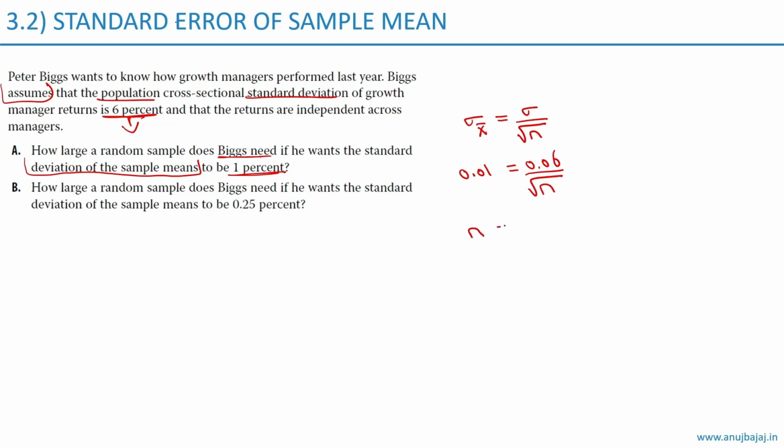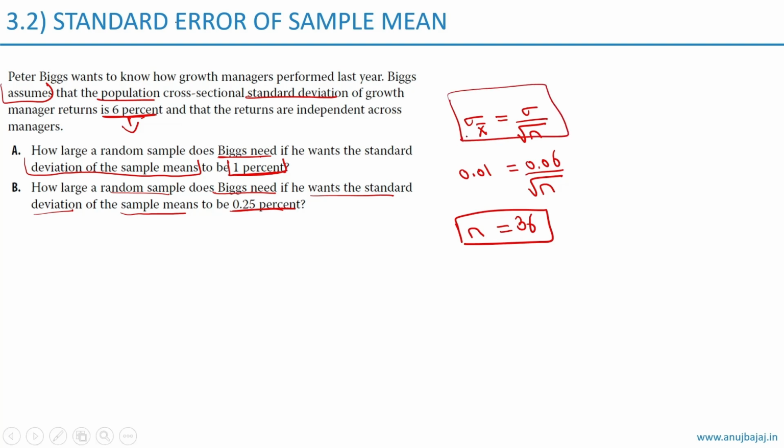Rearranging the equation, we get n as 36. So the sample size should be 36 in order for the standard error to be 1%. How large a random sample does Biggs need if he wants the standard error of the sample mean to be 0.25%? So again, using the same formula, we get the sample size required to be 576.